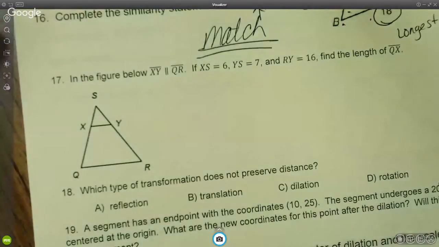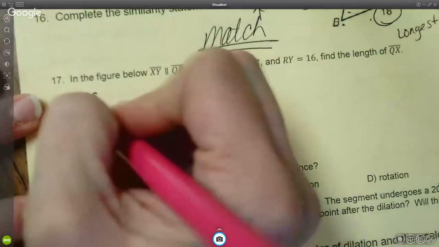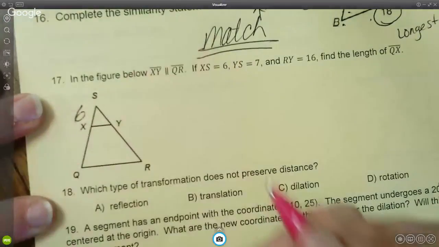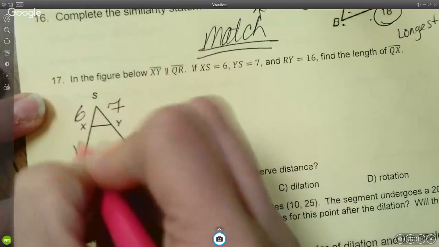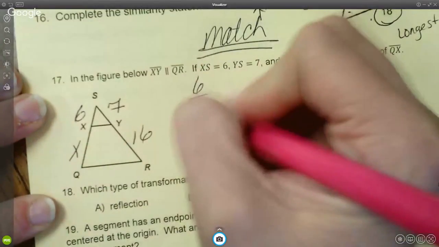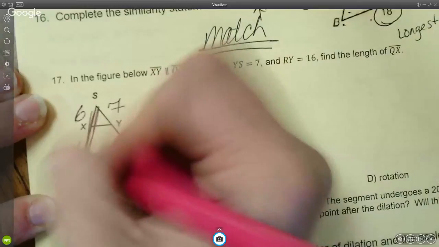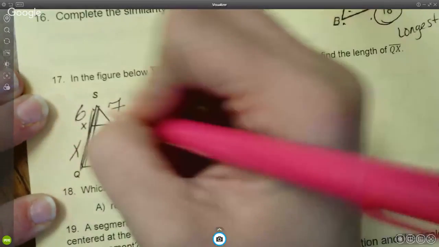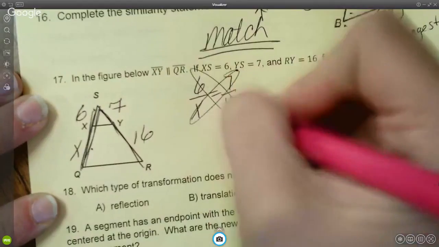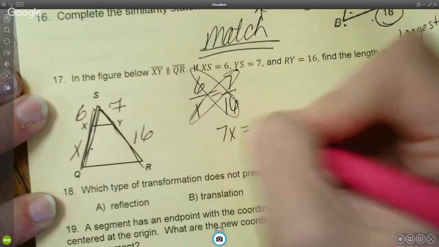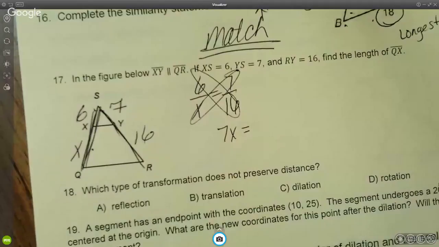Okay. In the figure below, these lines are parallel. XS is 6, YS is 7, RY is 16. What's this length? Again, just keep it simple. This line, part over part, equals part over part. I also told you that you could add. So you could definitely add if you want, but why add and make our life hard? I'm pretty sure that's 96.